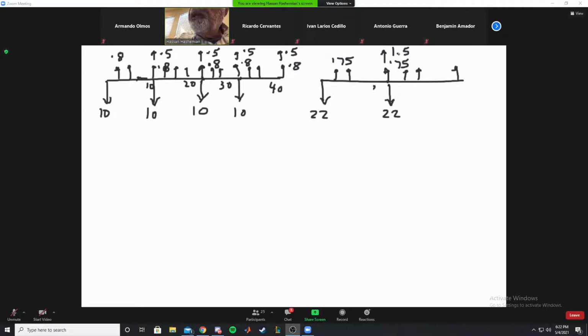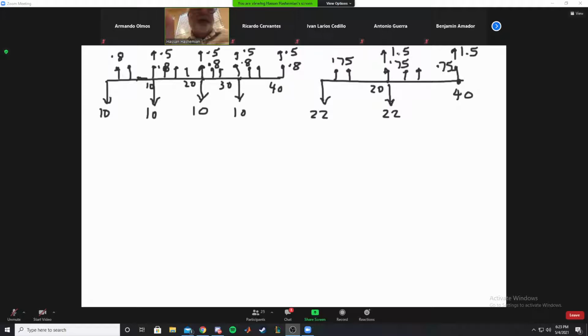This is year 20. And you have a salvage value here of 1.5. And this is 0.75. Okay, and this is year 40. All right, any question on this one? So we made it equal 40 years.